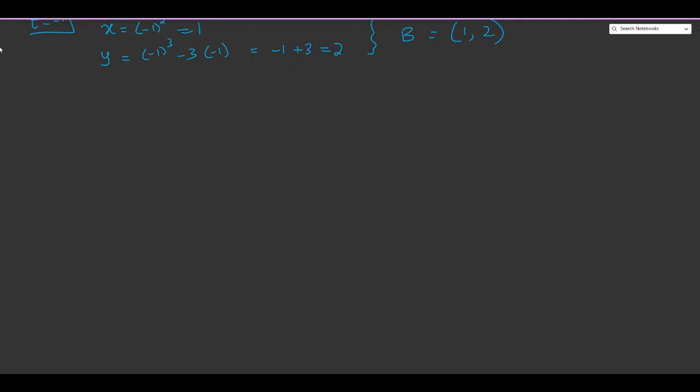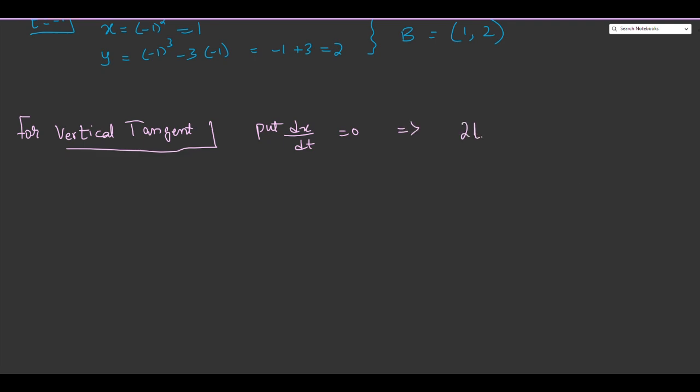The next thing we will do is to find the points where we have the vertical tangents. In order to find the vertical tangent, you have to substitute the derivative dx by dt equals 0. So we are going to put 2t equals 0, and it will give us the value of the time t equals 0.